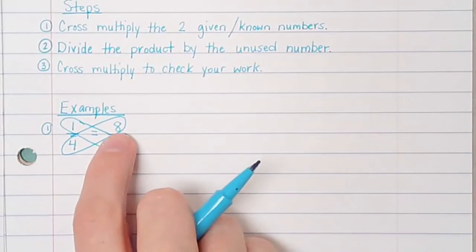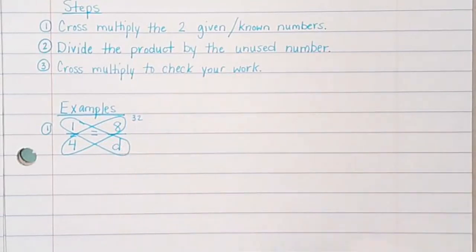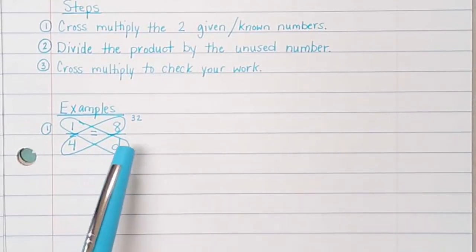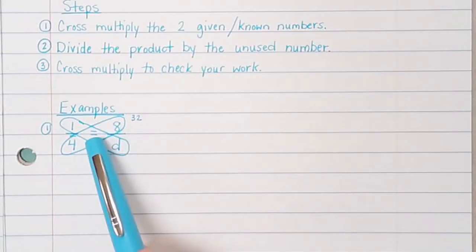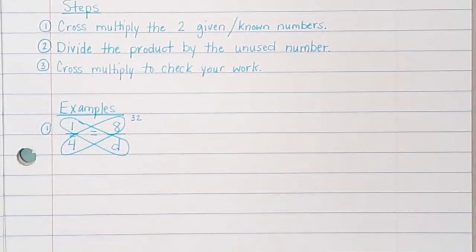So what is 4 times 8? Well, obviously 4 times 8 is 32. So we're going to write that there. And the reason that's important is because, like we said, it's a proportion, so they need to be equal on both sides. So if this side right here gives me 32, well then when I do D times 1, this also needs to give me 32. So whatever it is needs to be 32.